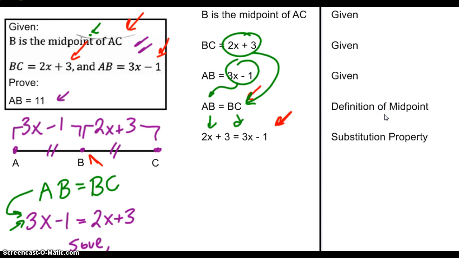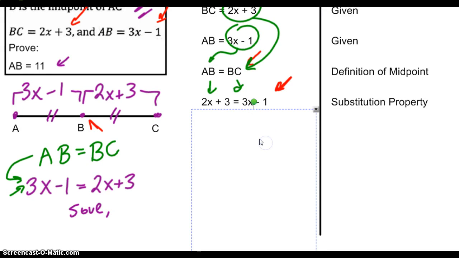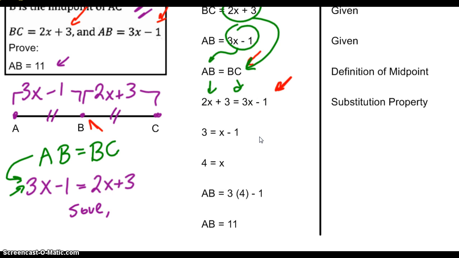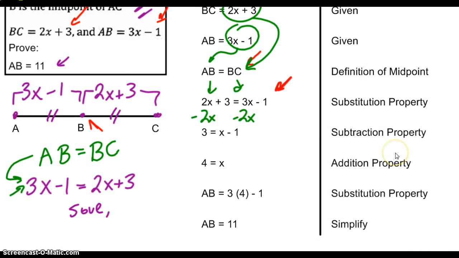From there, all you've got to do is solve the equation. So if you can, try and finish the proof from here. Pause the video and try and finish the proof from here. Well, all you've got to do is solve that equation by, let's see, subtracting 2x from both sides. That's going to be your subtraction property, because I subtracted 2x from both sides. And then maybe I'll add 1 to both sides. All right, get 4 equals x, and I use the addition property because I'm adding 1 to both sides.